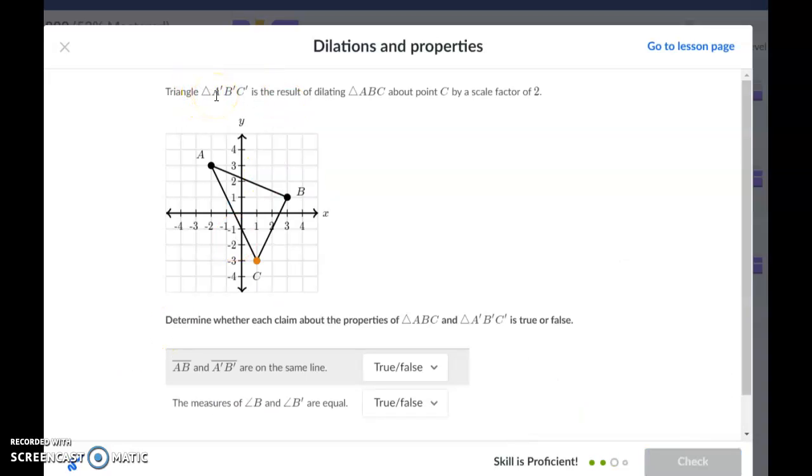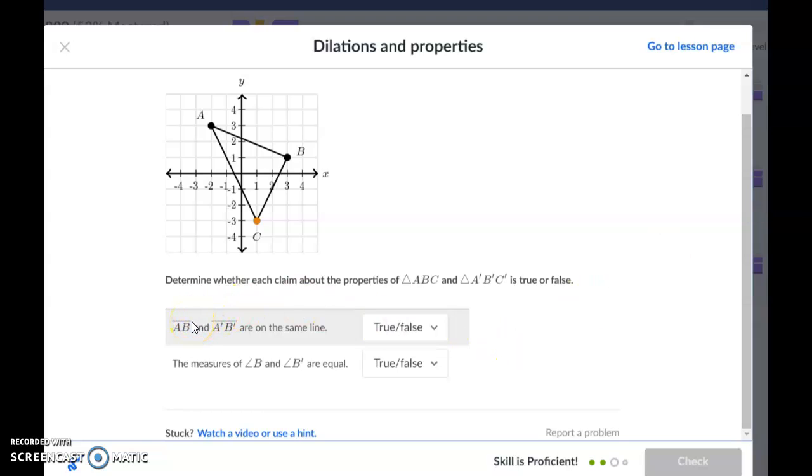Okay, and now the last one here. Triangle A prime, B prime, C prime is a result of dilating triangle ABC about point C by a scale factor of 2. Determine whether each claim about the properties of triangle ABC and triangle A prime, B prime, C prime is true or false. Basically the prime triangle is going to be scaled with a factor of 2, but they don't show it, but we can visualize it.